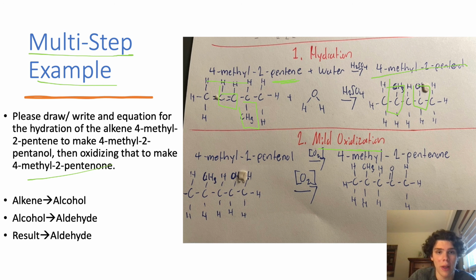So we have our 4-methyl-2-pentanol, as shown above here. This is the same, I just brought it down for you guys. So it's 5 carbons. On the fourth, there's a methyl, and on the second, there's an OH group. And then we're mildly oxidizing it, exposing it to air, giving us 4-methyl-2-pentanone.